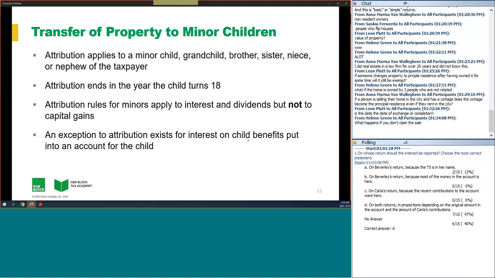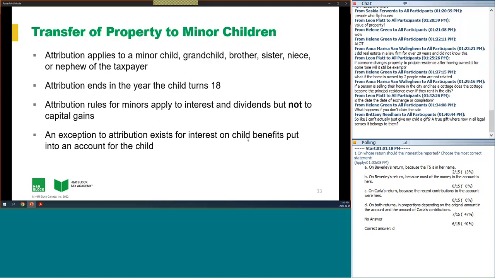But it has to be an account just for the child. It has to be separate. It can't be a mixed account where some of it's your money and some of it's theirs. If you're mixing it, if that CCB money is going into an account with other income in it as well, in that case, the attribution rule still applies.